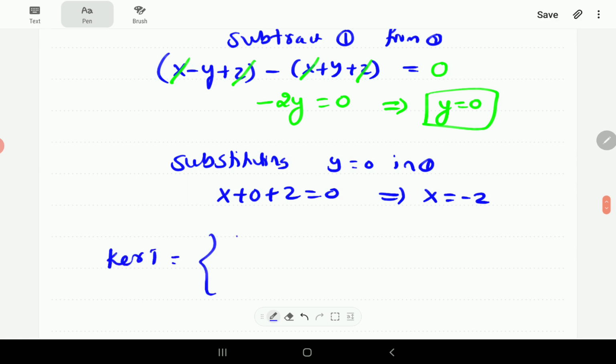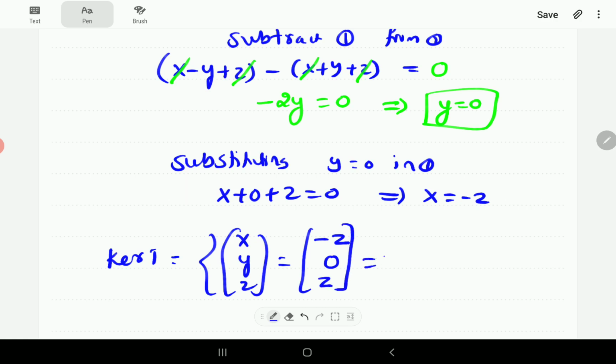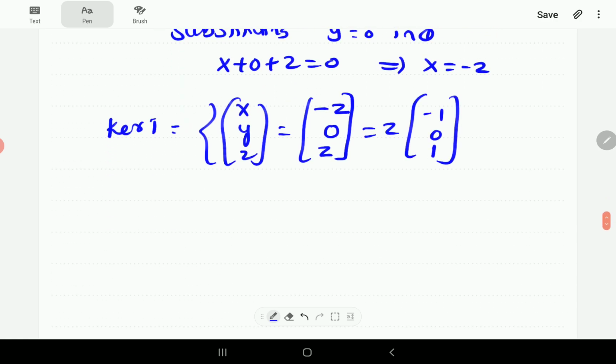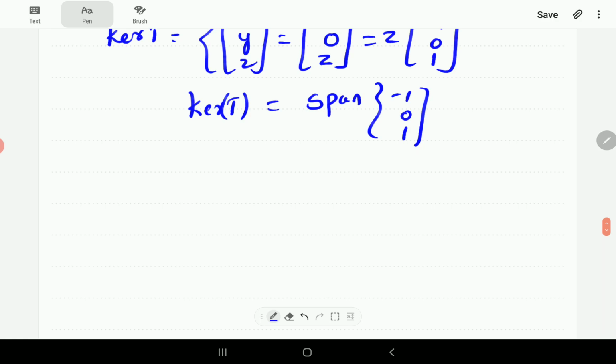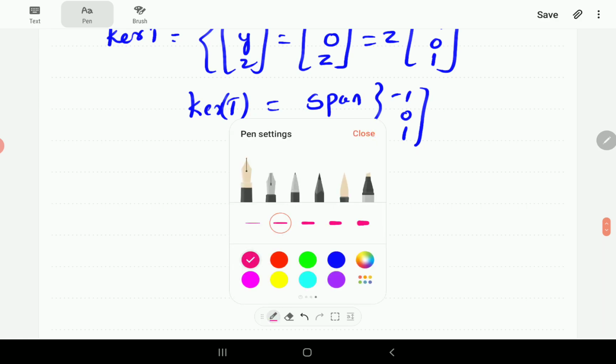that is, should be x, y, z, right? But what is our x? x is negative z, y is 0, and z is z only. So if I take z out, it is simply negative 1, 0, 1. So therefore you can see that it is simply span of negative 1, 0, 1. So this is our kernel of t. Okay. Let us see another example so that you will become familiar with the problems.